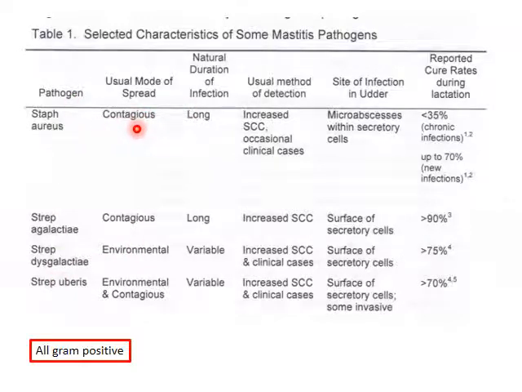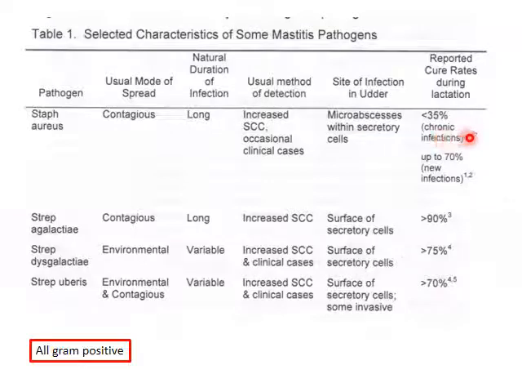Staph aureus is contagious. It generally has a very long duration of infection. You're usually going to pick it up as increased somatic cell count as a rule, and then they're going to blow to clinical cases on a regular basis. At the site of the infection, we have micro abscesses. The Staph aureus goes in, digs into the tissue, and walls itself off. Once it's dug in, it's burrowed in, it's very hard to get rid of.